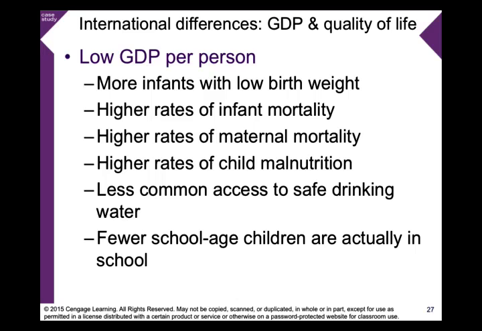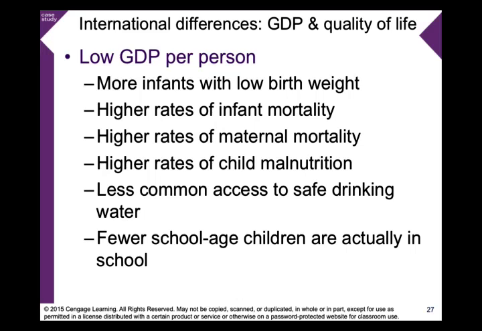Low GDP can also be a concern in cases where the infants who are born have a lower birth weight. There might be higher rates of infant mortality. Also, maternal mortality might be higher. The children who are born might be malnourished. There might also be a problem of safe drinking water because they cannot afford advanced equipment that can take care of the water quality.